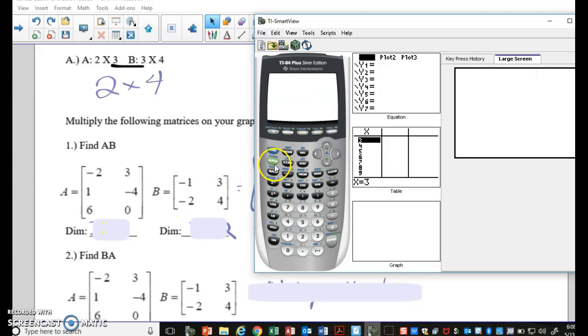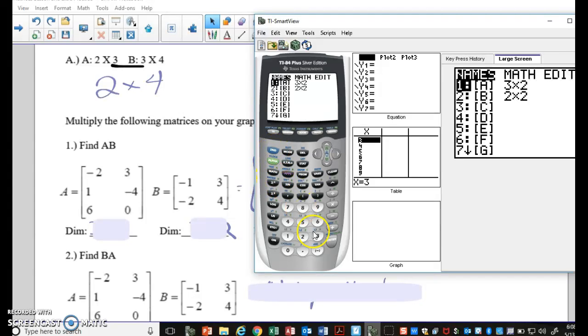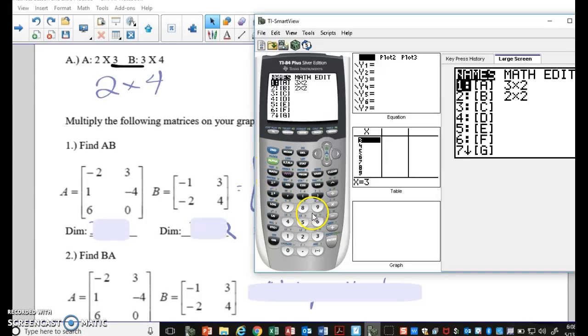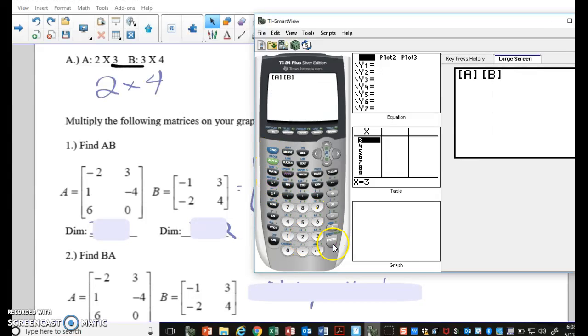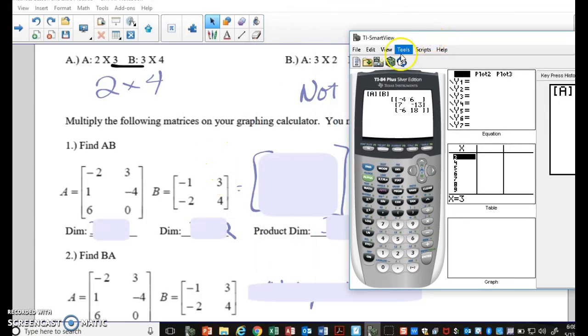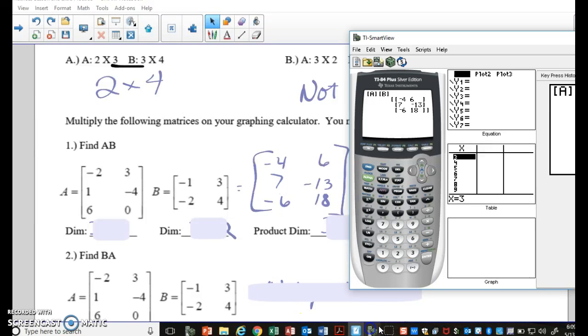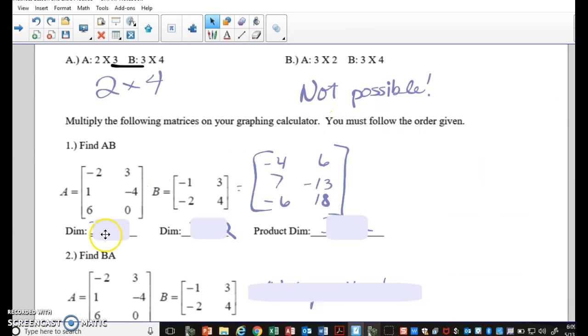Now we want to multiply these two. To multiply that, you're going to do second matrix again, and you're going to do, whoops, that's not what I wanted. Your second matrix, number 1, so A, and then second matrix, number 2, B, enter. And there we have it. -4, 6, 7, that is what I had, right? So you should have been able to get that on your calculator. It's really simple with the calculator, and I'll show you another example.